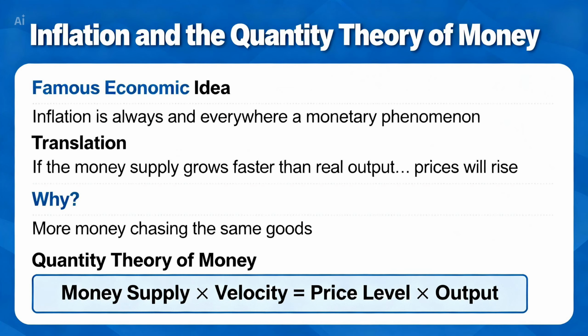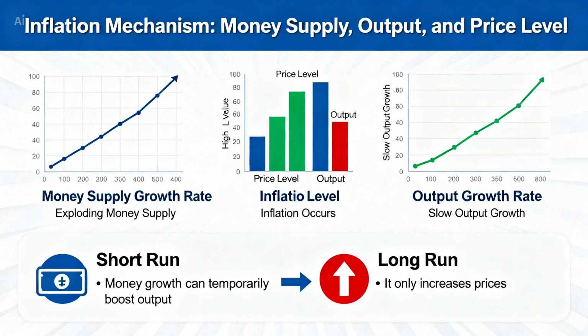Now let's talk about money. There's a famous idea in economics. Inflation is always and everywhere a monetary phenomenon. If the money supply grows fast, then real output and prices will rise. Why? More money means chasing the same goods. This is explained by the quantity theory of money. Money supply times velocity equals price level times output. If output grows slowly and money supply explodes, the price level must rise.